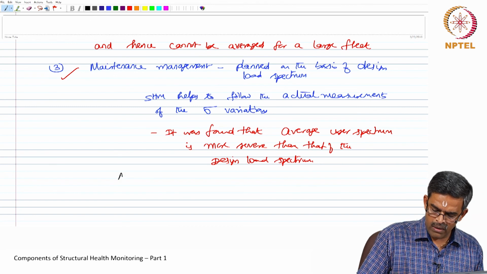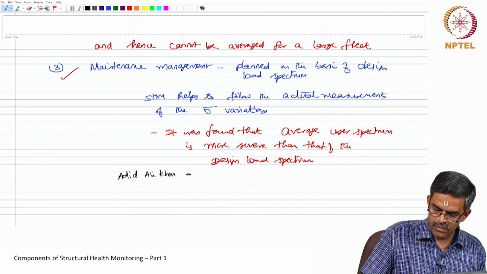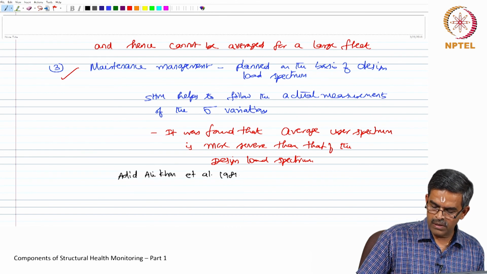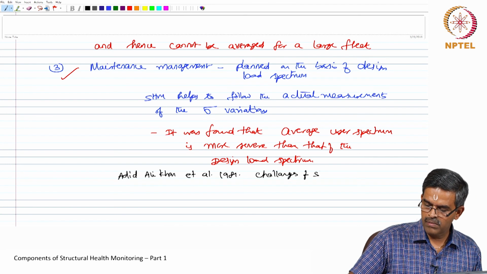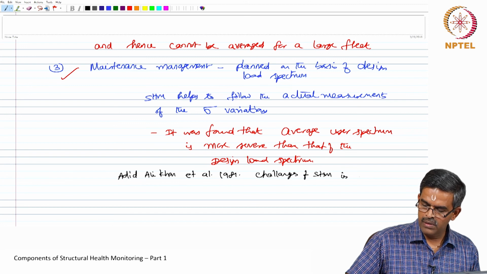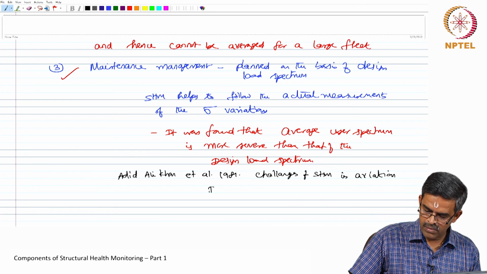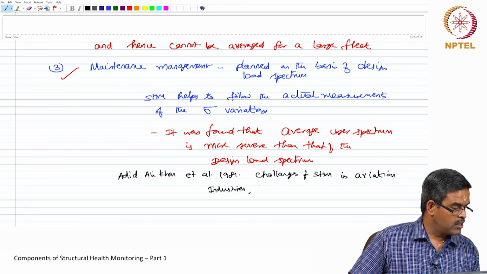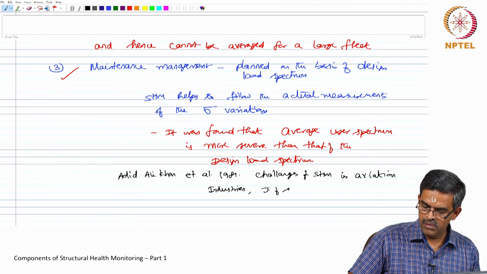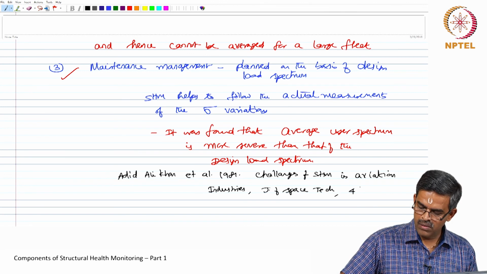Adit Ali Khan et al., 1981, Challenges of SHM in aviation industries. Journal of Space Technology, 4167.